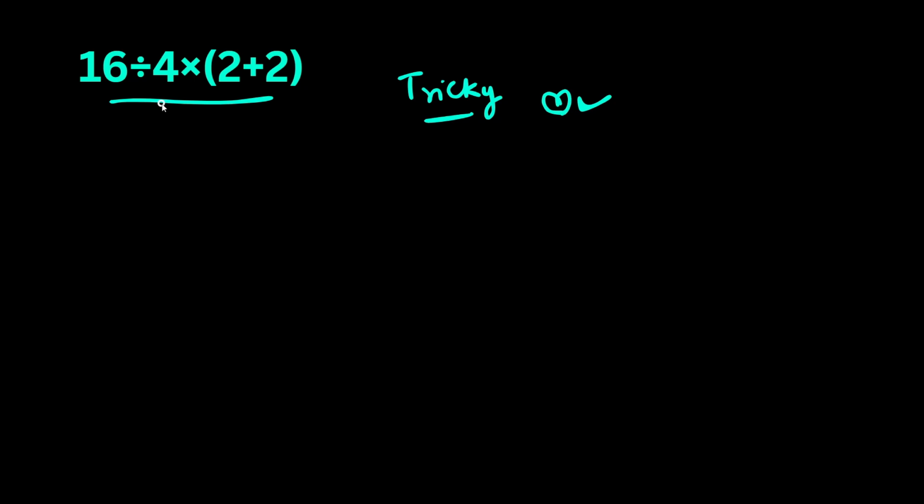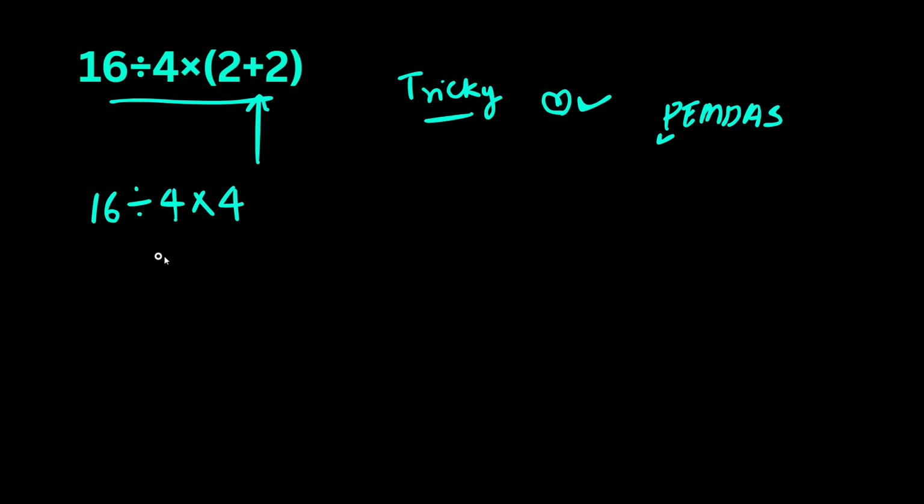So in this question, 16 divided by 4 into parenthesis 2 plus 2, we will follow the PEMDAS rule. In that case, first we will solve for the parenthesis part. We will solve for this part. So the expression will be 16 divided by 4 into 2 plus 2, that is 4.